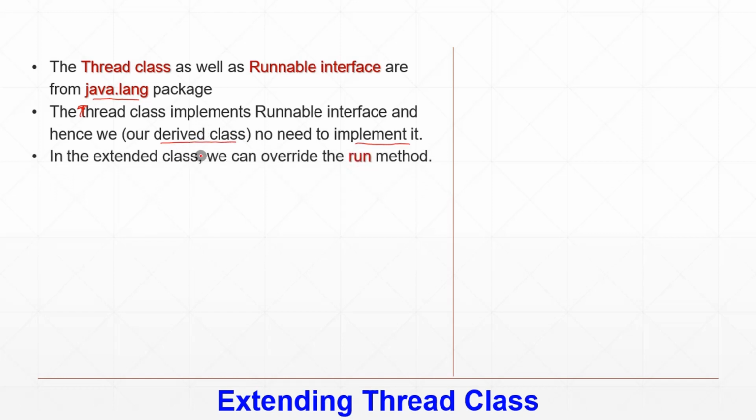The extended class should override the run method. So once you derive the class from the Thread class, in the extended class we can override the run method. Why? Because the base implements the Runnable interface, and since you are overriding the run method, whoever is using your thread class, they will get the overridden version of the run. The method will run on a separate thread, that means the run method.